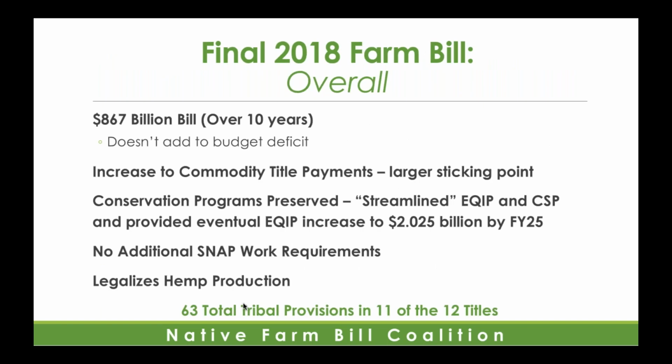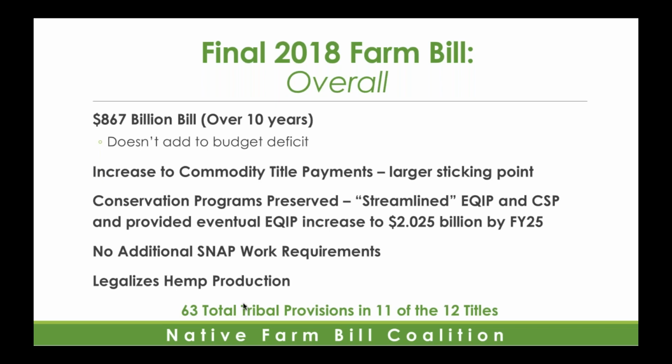Just overall with the bill, when Congress calculates the spending impact of any legislation, it does it over a 10-year period. This is an $867 billion bill over that 10-year period. Again, it's a 5-year bill, so it has an expiration date in 5 years, so its actual spending is half of that. But what's important to note is that this doesn't add to the budget deficit at all. That was something that they went into this whole process planning, that this would not impact or change the budget because there were significant cuts in the 2014 Farm Bill to spending.